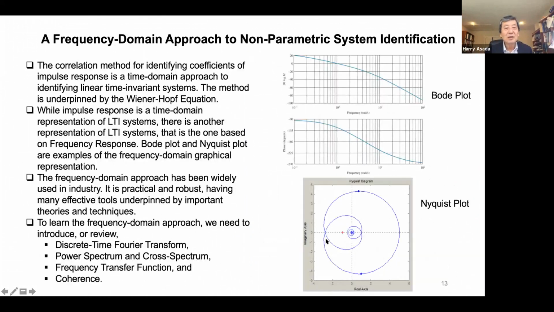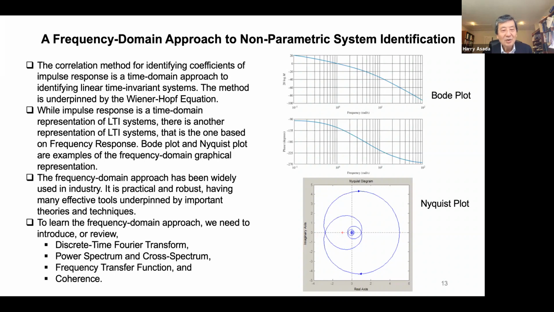So let's move on to the frequency domain approach to non-parametric system identification. What we'd like to do now is move from the time domain to the frequency domain, and look at how we get the Bode plot and the Nyquist plot. These are two very famous frequency response plots. The frequency domain approach has been widely used in industry. Industry really loves this.